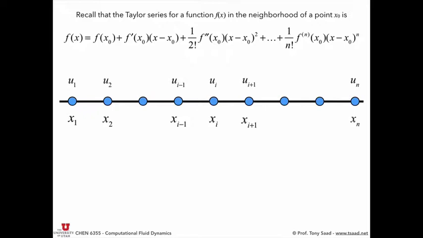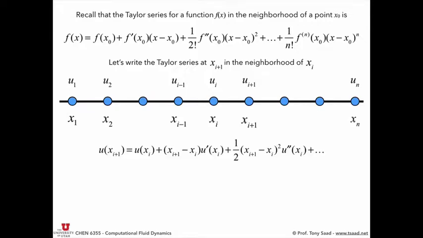Now we're going to change the nomenclature a little bit and say we want to write the Taylor series for a function f at point xi plus 1, in the neighborhood of point xi. So I'm assuming that I know everything about the function at point xi. So let's get the Taylor series at point i plus 1. And instead of using f, I'm going to use u. So u of xi plus 1, compare that to this guy, which is u at xi. So I'm assuming I know the value at xi, plus xi plus 1 minus xi times u prime xi, and so on. Can you agree that these are the same?